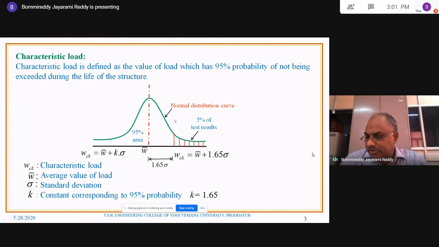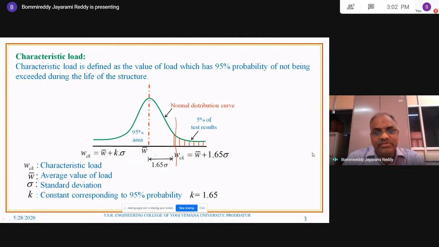That means below this value, 95% of the probability exists. So in this white area, there is 95% of the probability, and the hatched portion is only 5% probability of exceeding the loads. Here, the characteristic load is always more than the average load. And as I have already seen, characteristic strength is always less than the average strength.